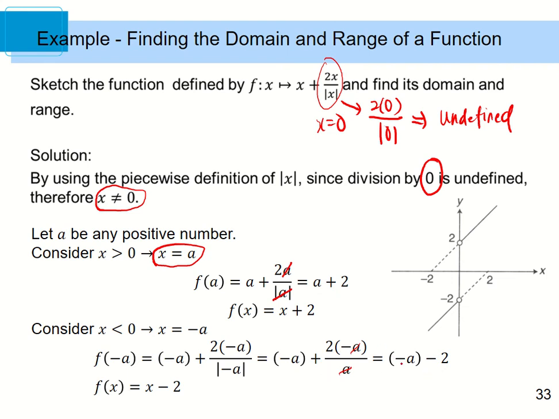So when we have f(x), it will be x minus 2, where x is a negative number. Take note, because we consider x as a negative number here, it becomes x minus 2. So now we can sketch the graph like this. We know that this line can be extended.